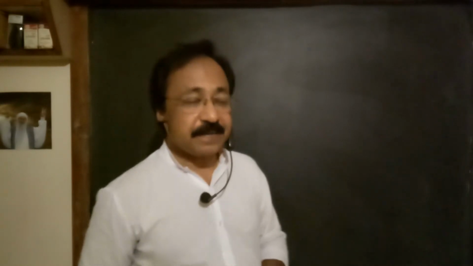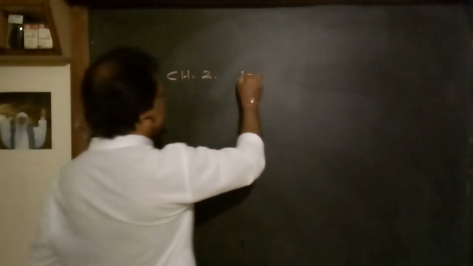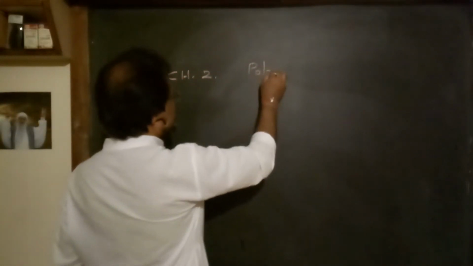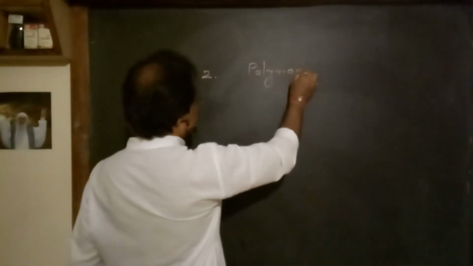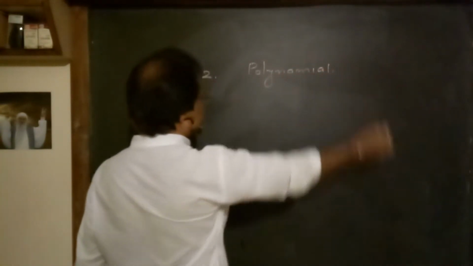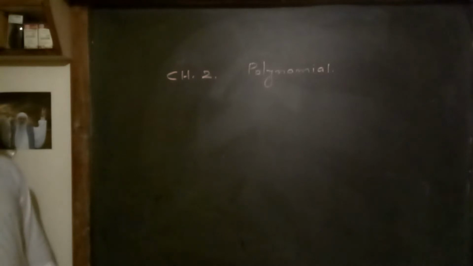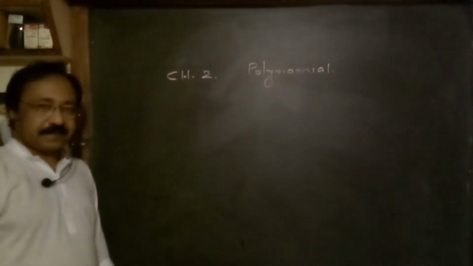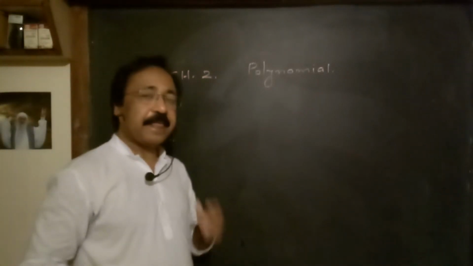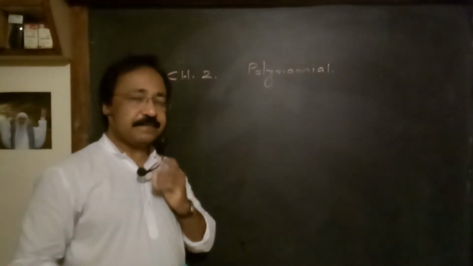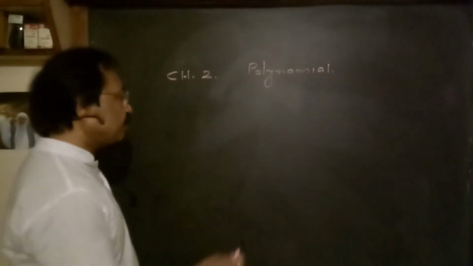We start our mathematics syllabus with chapter number 2, that is polynomial. This chapter number 2, polynomial, already you have studied in standard 9th also. Let us have a fast revision of standard 9.